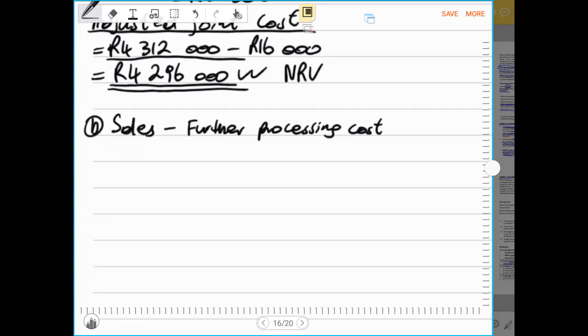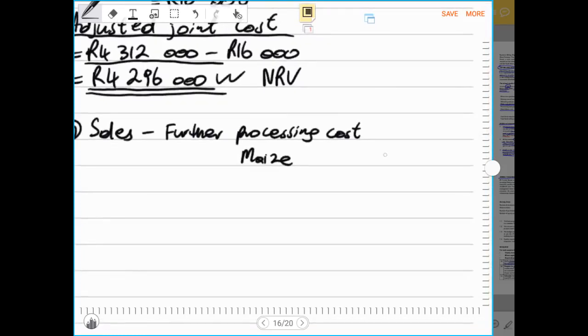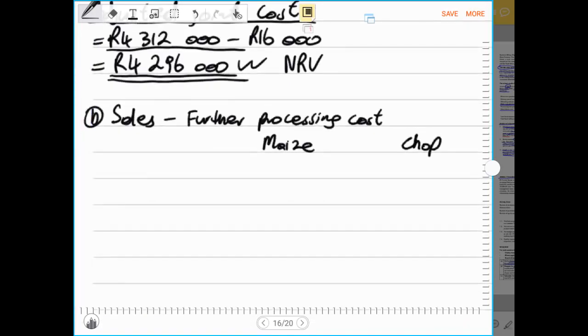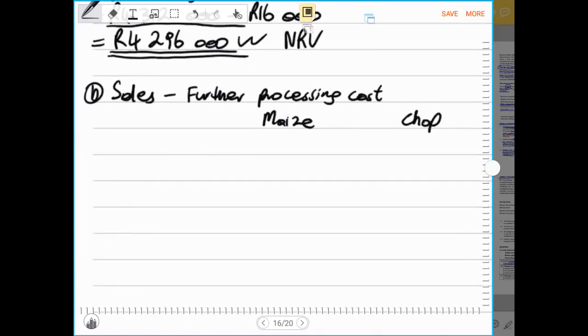So now let us start with the 2 products, and we write our heading where we say maize meal. Then the second one will be the product by the name chop. Remember, we don't allocate joint cost to a byproduct because a byproduct is an incidental product, as I did mention to you.